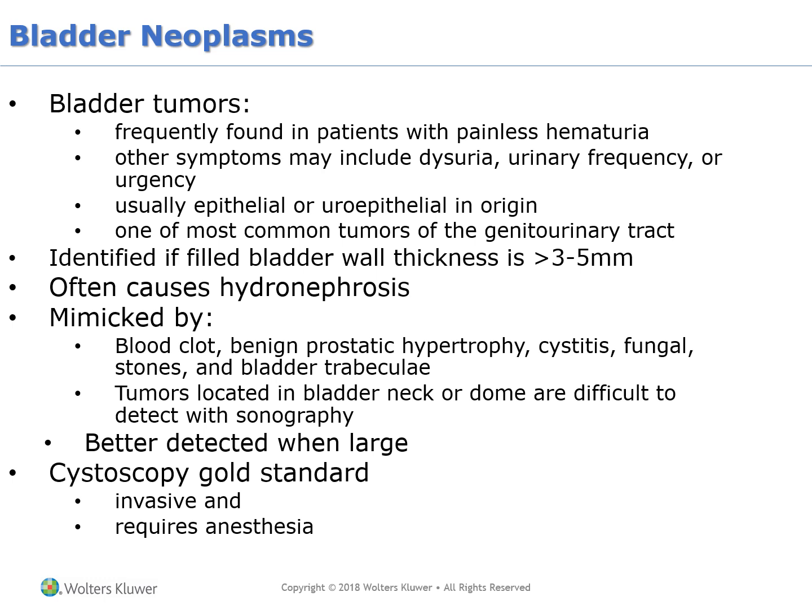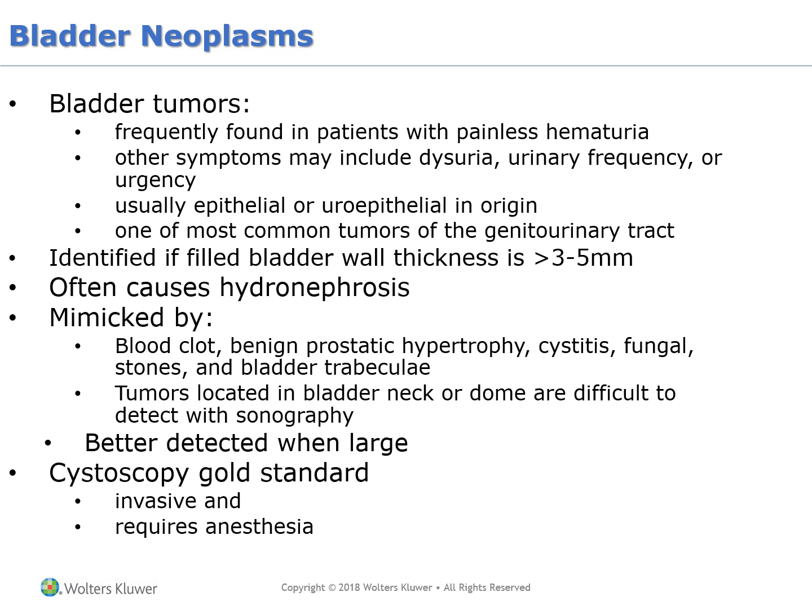Other symptoms can include dysuria, which would be painful urination, urinary frequency or urgency. Usually the tumors are of epithelial or uroepithelial origin, meaning that they're in the superficial area, not so much in the muscle, not so much in the serosal region. Bladder tumors are one of the most common tumors of the genitourinary tract.